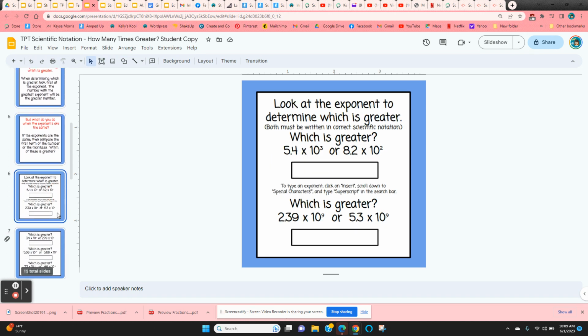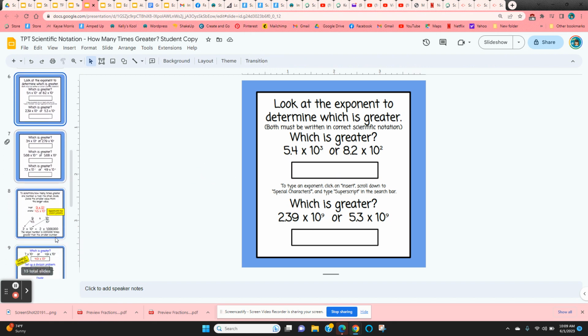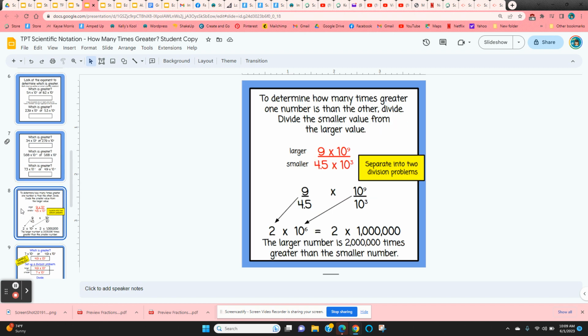So it has a couple slides here where all they're going to be doing is just determining which is greater, and they type it in the bar here. There is an explanation here of how to type in an exponent in Google Slides if they need that. So there's two slides just determining which is greater. And then it shows how to put that into a division problem.